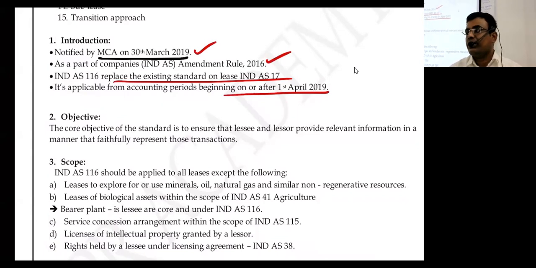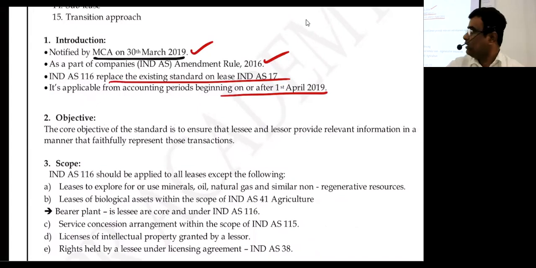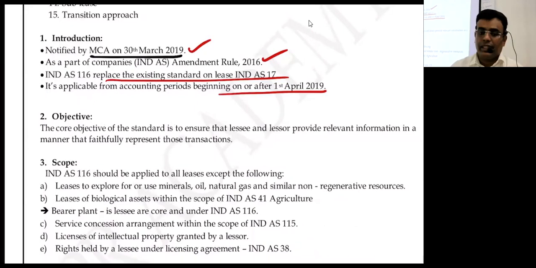Why are we giving these dates before the standard, you may ask. This is a newly come standard. Before this, those were old. So you should know what is the history about this. Is it clear? Was there an Ind AS before this or not? There was. What was its name? 17 Lease. That has been withdrawn and now you have the standard called 116. I hope you are clear on this.